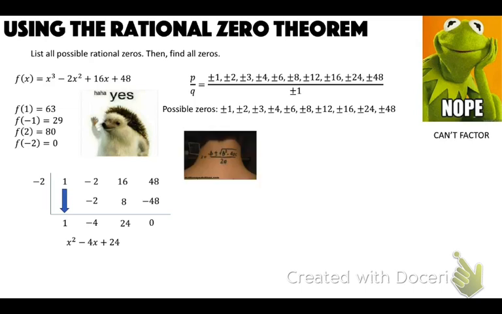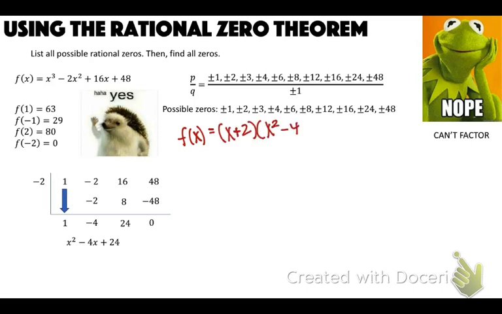Okay, so that means that before we get into the quadratic formula, this is going to be f of x equals x plus 2 and x squared minus 4x plus 24. Okay, so we found one of the zeros. One of our zeros is x equals negative 2. Now we have to factor this, which it doesn't factor, so we have to use the quadratic formula.